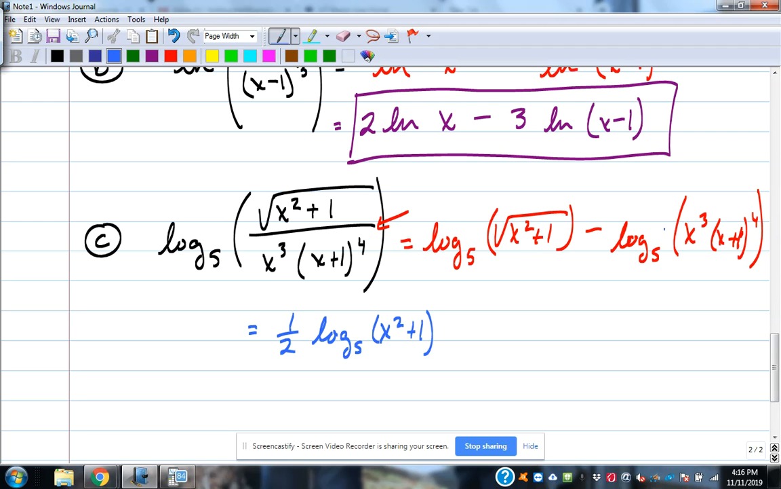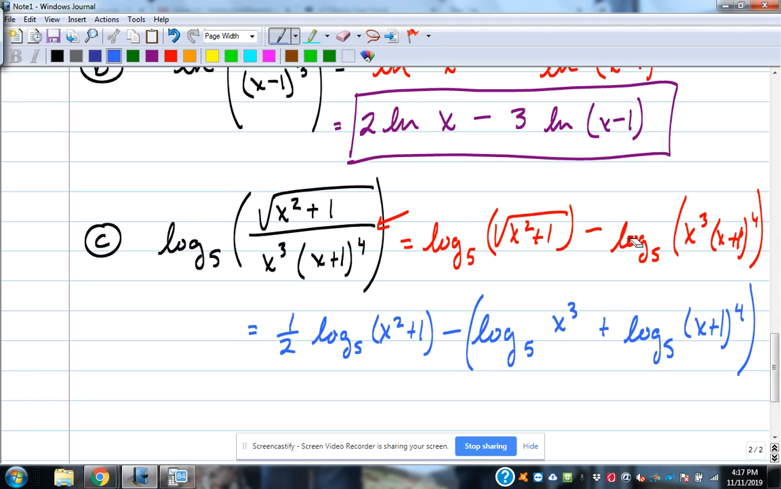And then this one has a little bit more going on. How many pieces are inside of that log? 2 of them. And what's going on with those 2? They're multiplying, which we know can turn into addition. So we really have log base 5 of x to the 3rd plus log base 5 of x plus 1 to the 4th. Notice that I put all of that in parentheses because I'm subtracting that entire part.